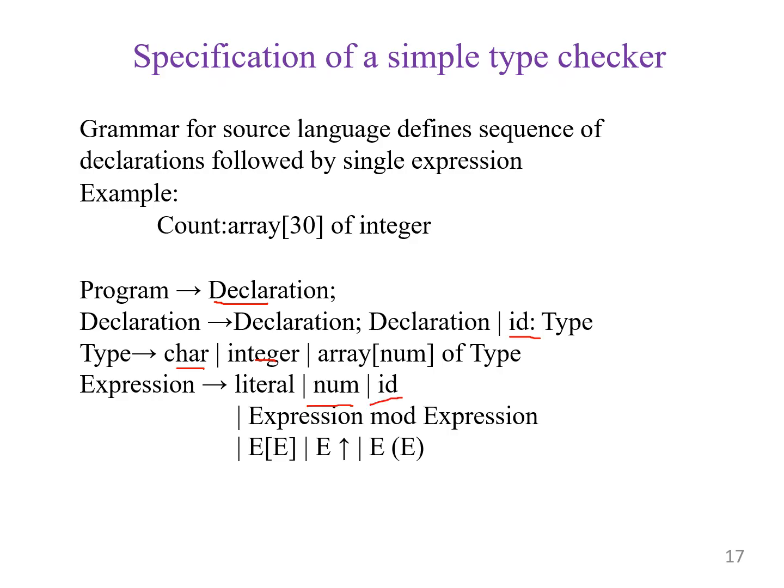For example, if I am making use of count of array, in array of 30, this 30 should be of integer type. It should not fall under some other data type. This is the basic idea of the specification of a simple type checker. A grammar for the source language defines a sequence of declarations followed by a single expression. For example, here we have seen count array of 30. This 30 should fall under the integer data type.